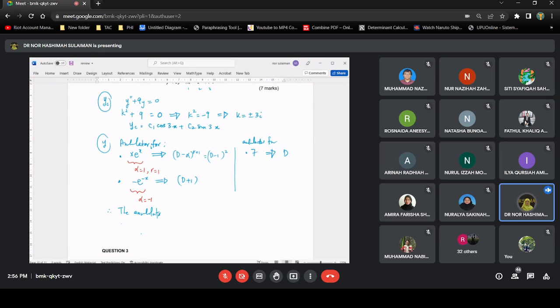Annihilator. Tak cukup D. For function kita tadi tu apa benda? Xe to the power of x minus e to the power of negative x plus 7 if I'm not mistaken, right? Siapa nak try? Saya letak depan lah D ni. D lepas tu D plus 1, D minus 2 squared. Boleh tak saya tulis begini? Boleh kan? Betul tak?